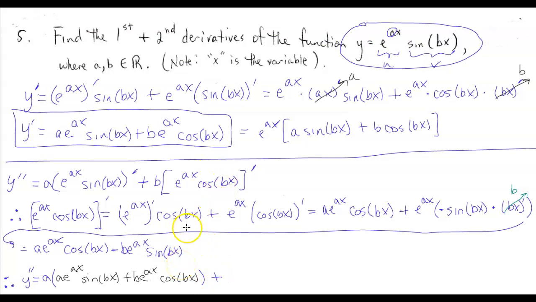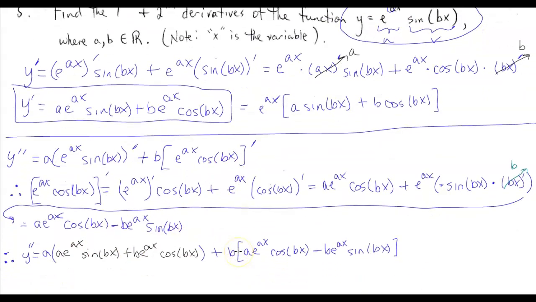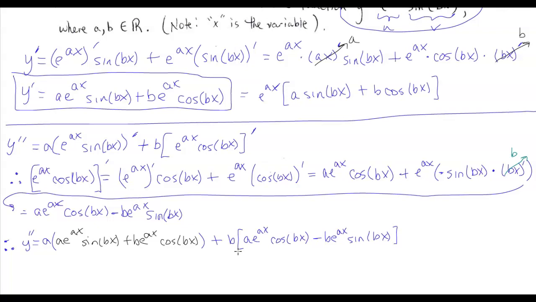and then plus, now we have b times what we just found out, the derivative of e raised to the ax cosine of bx. So that's going to be a e raised to the ax cosine of bx minus b e raised to the ax sine of bx. And so now at this point, it's just a matter of collecting like terms and trying to simplify as much as we can.